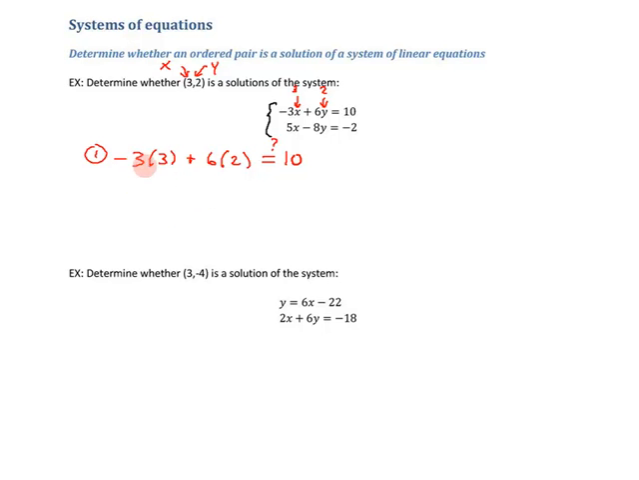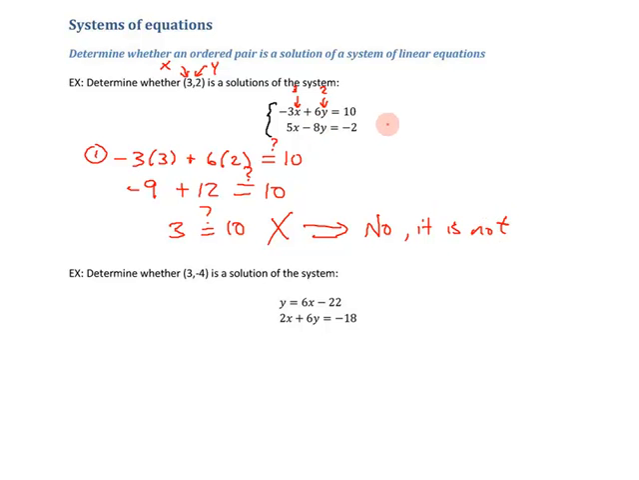So plug this in, I get negative 3 times 3 gives me negative 9. If I plug in that plus 12, is that equal to 10? And I get negative 9 plus 12, and I get 3 equals 10, which is wrong, which means no, it is not. I don't even have to check the second equation now, because if it doesn't satisfy the first, then it can't satisfy both of them at the same time. Right?